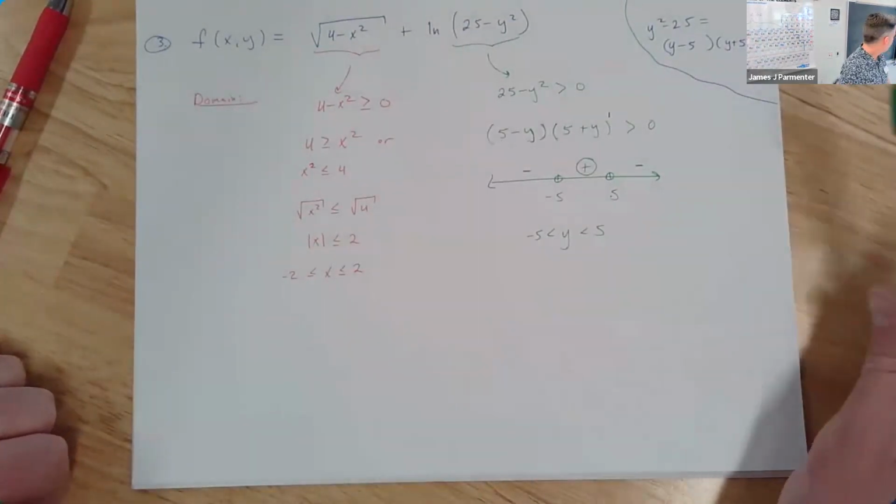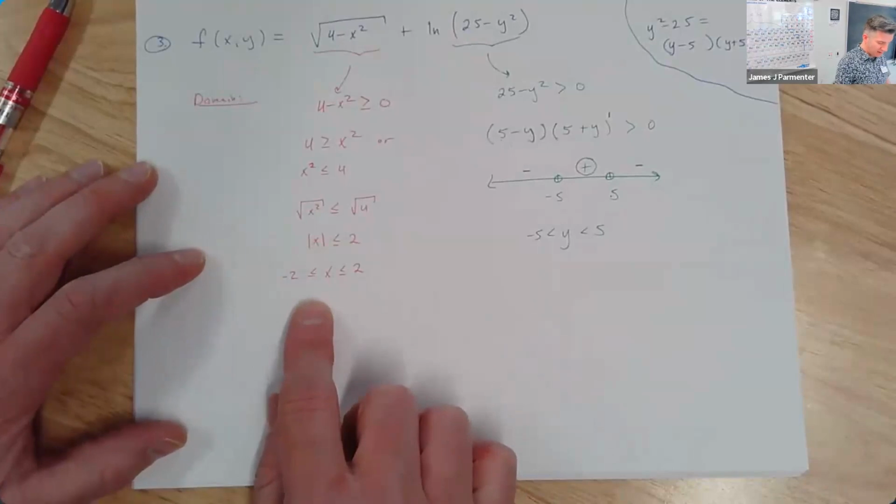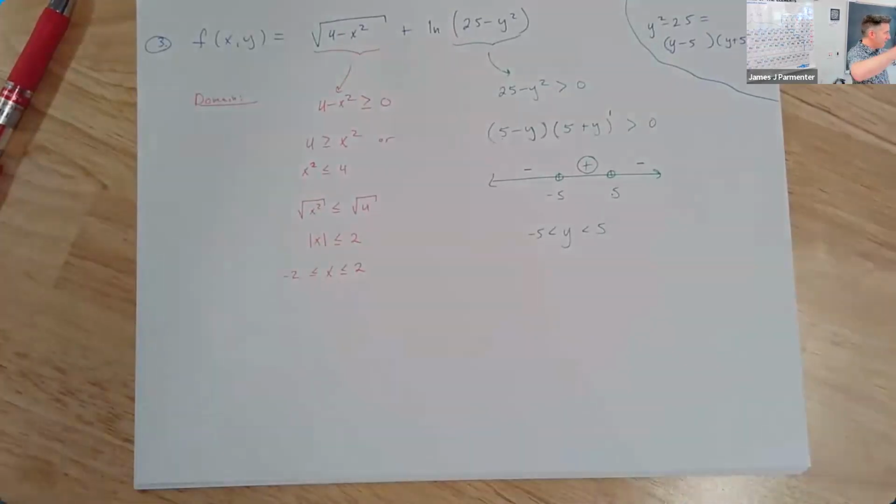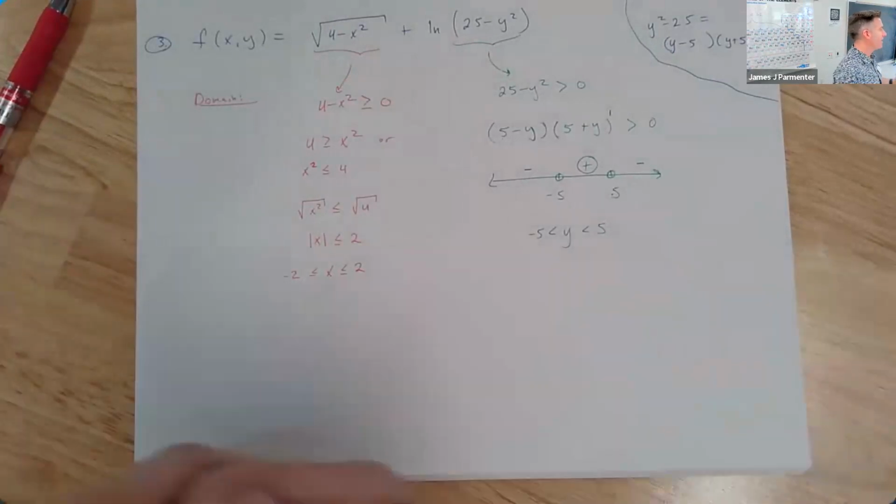So then what's our domain? Well, x has to be this and y has to be this. We can't say it's like -2 to 2 and -5 to 5. We have to graph it. Well, we don't have to graph it. I like to graph it.